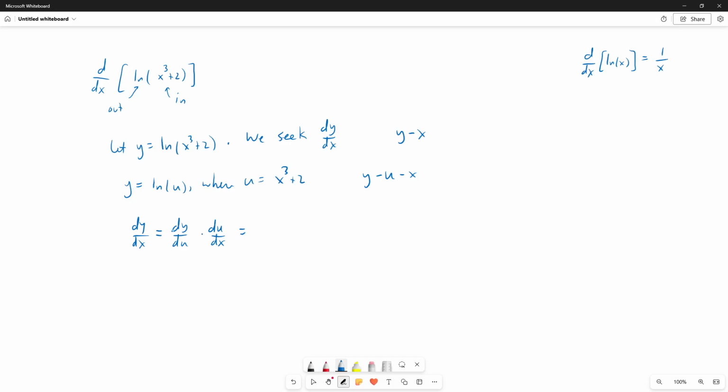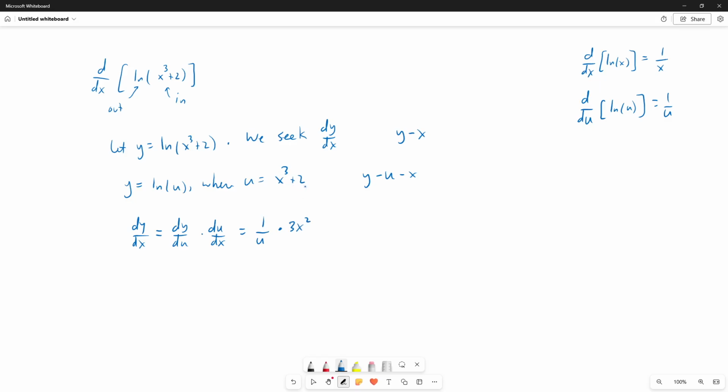For example, dy du is asking for the derivative of natural log of u with respect to the independent variable u, and that would be exactly the same as saying the derivative with respect to u of natural log of u is 1 over u, just using this exact same formula, but with u as the independent variable instead of x. So this is 1 over u. And then du dx, the derivative of x cubed plus 2, is 3x squared from the power rule.